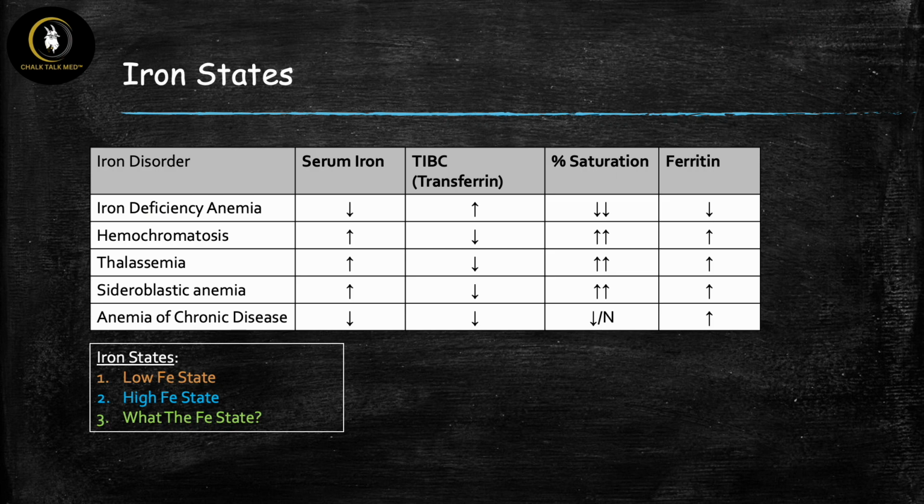All right, so now let's start looking at the iron studies table. Here we have our 4 parameters up here, and we have our 5 commonly checked disorders, and here is what the variables are going to look like in each of these. So what's going to go down, what's going to go up, and you can see just by looking at this how this can be a little bit overwhelming and intimidating.